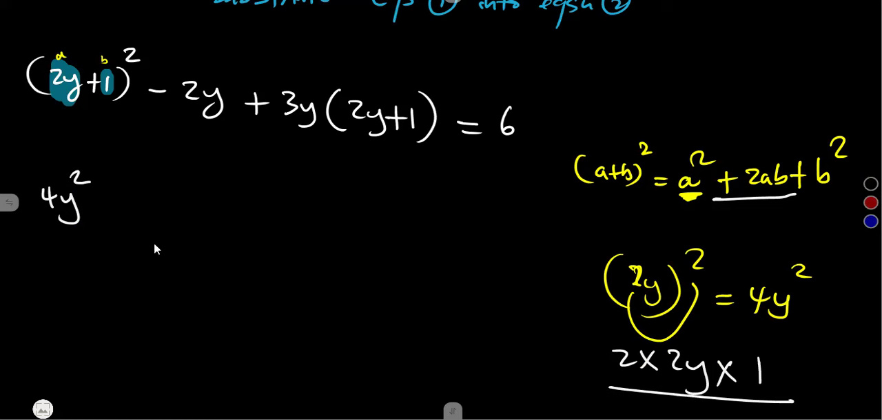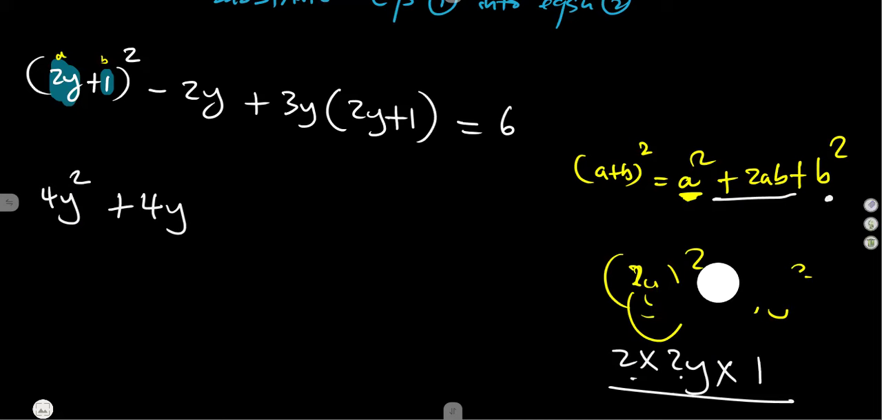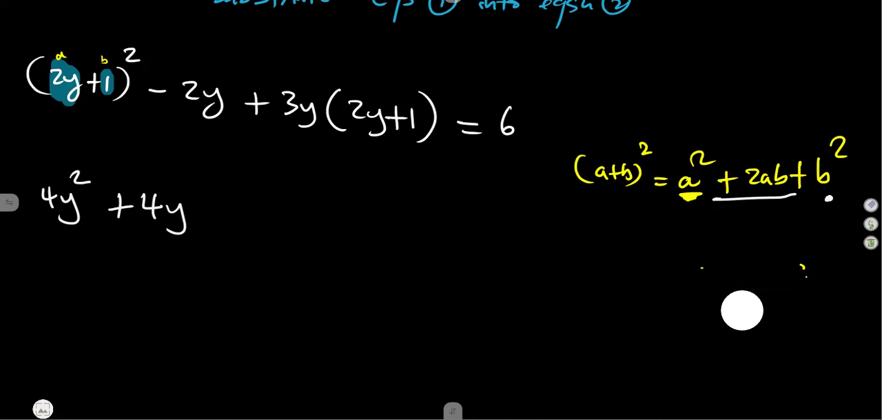So if you multiply this, you're going to get plus 4y there. 2 times 2, that's 4. All right. Then plus b squared, which is the last term squared. What is representing our b? It's 1. So 1 squared, guys, is just a 1. So that was going to be plus 1 there.